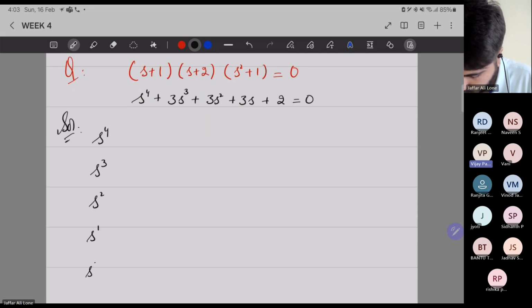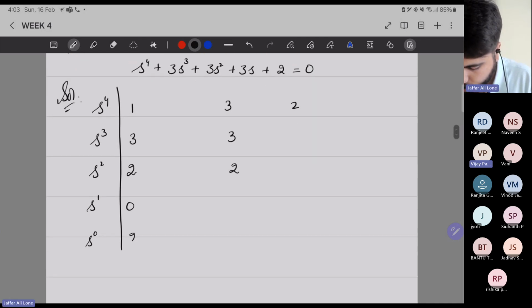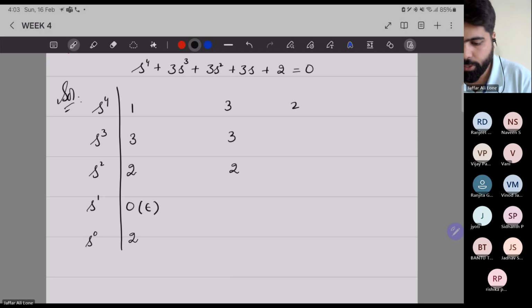Now S4, S cube, S2, S1. So we can write 1, 3, 2, and 3, 3. Now what we'll get? 2, and 2, 0, and 2. Right? So in place of this 0, I'll write epsilon. Are there any sign changes? Where is the sign change?